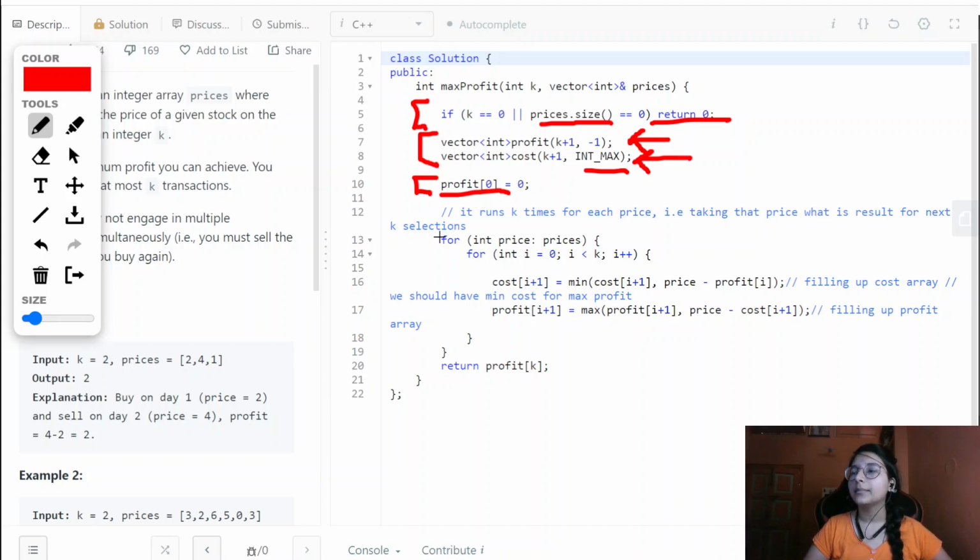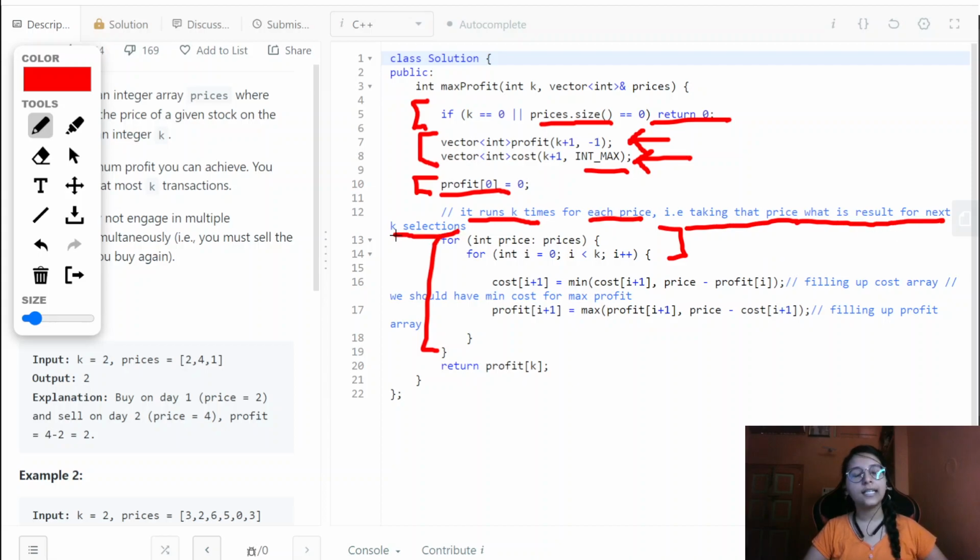And now comes the next part. Here the whole loop is there. So it runs k times for each price. Basically starting from a particular price, we are making the next k transactions. That is taking that price. What is the result for the next k selections? Basically k transactions. So here we are selecting each price and here we are doing k transactions. That's why this is an n into k solution.